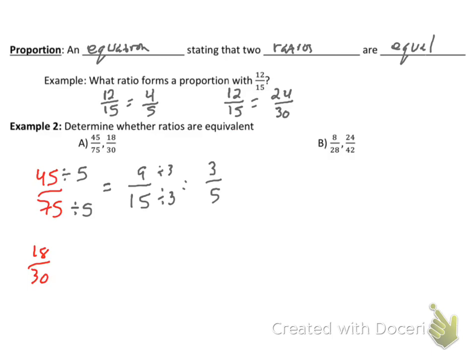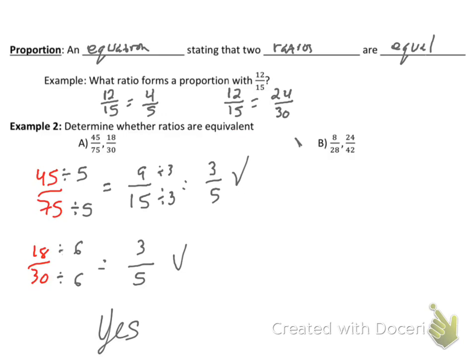Let's see if 18 over 30 simplifies to 3 over 5. 18 and 30, 6 goes into both of those. So 18 divided by 6 is 3. 30 divided by 6 is 5. So since these are the same, yes, they form a proportion.